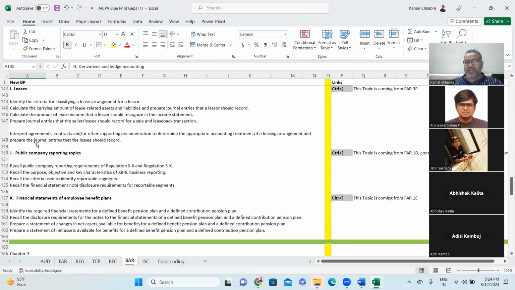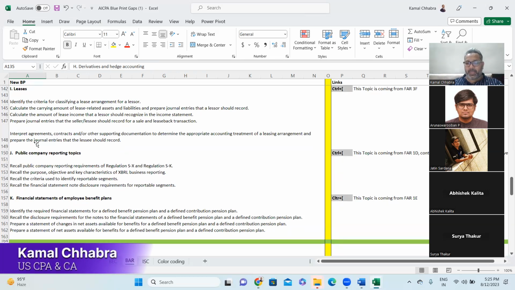In college days you might have heard lessee, lessor. Do you know what is lessee? What is lessor? The lessor is one who is actually giving their asset on rent, and the lessee is the one who is getting the right of use for those assets.